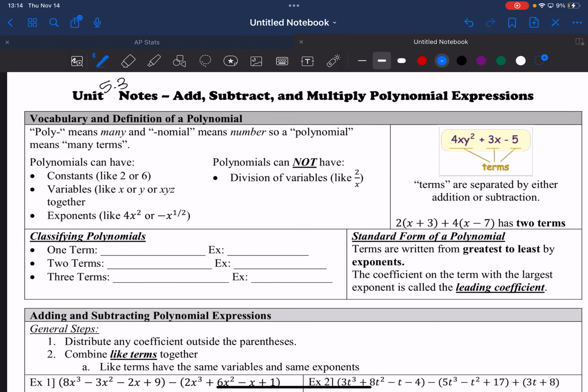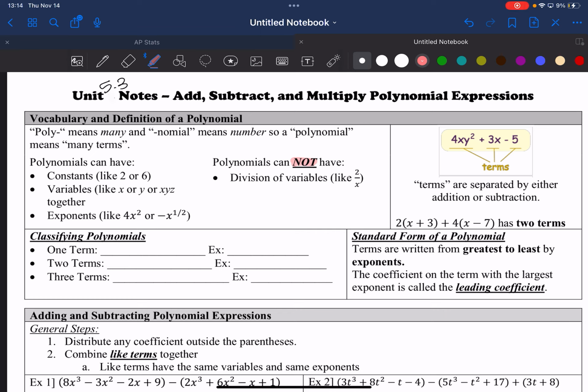This is 5.3 notes, how to add, subtract, and multiply polynomial expressions. So for the vocabulary, the first part of polynomial, poly means many, and nomial means number. So a polynomial means many numbers or many terms. Polynomials can have constants, variables, or exponents. Polynomials cannot have a division of the variables like 2 over x.